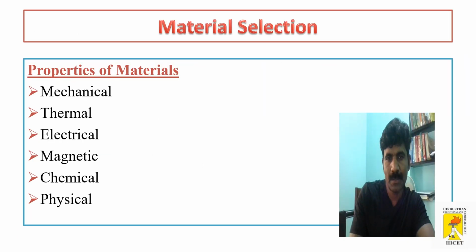So material selection can be done by considering the properties of the material, like mechanical properties, thermal properties, electrical properties, magnetic properties, chemical properties, and physical properties.